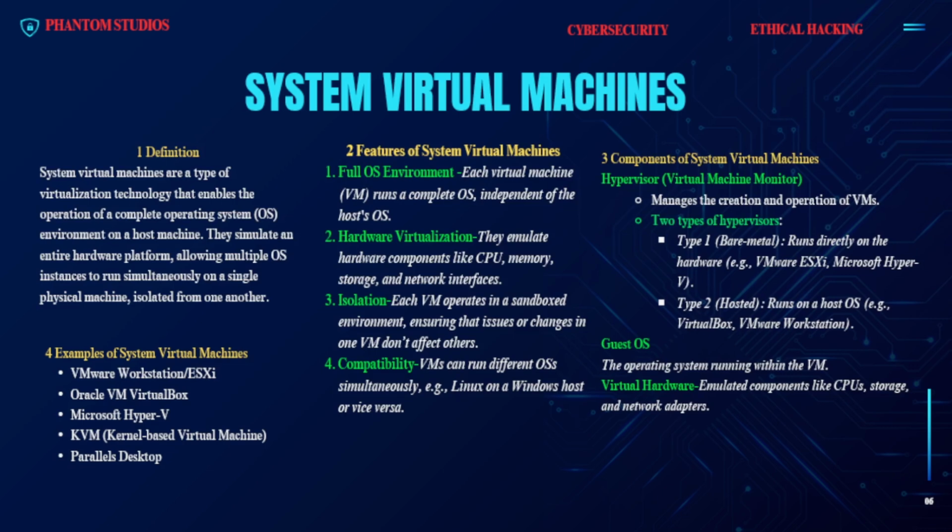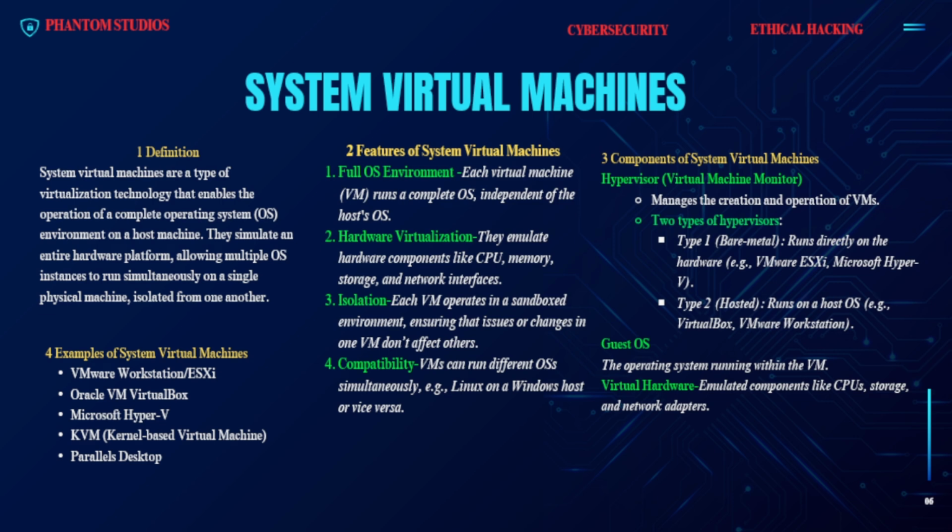We are moving to features of system virtual machines. The key features of system virtual machines include the full operating system environment. When you have installed these virtual machines in your host computer, they provide an environment sufficient to run complete operating systems. Each virtual machine runs a complete operating system independent of the host OS.